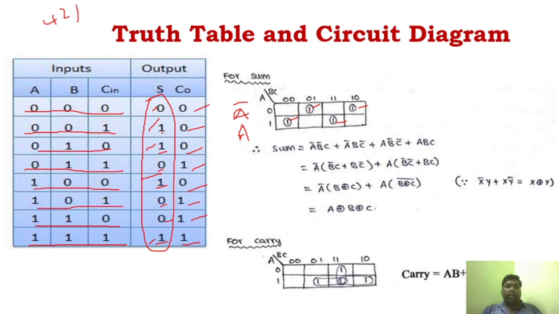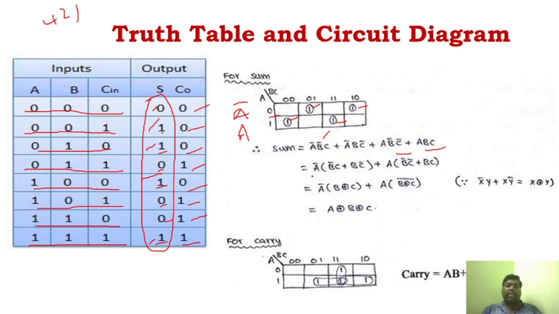How can I write this one? You can see this is A bar, 0, right? And this is B bar C, right? You can see here, this is 0, 1. And this can be written as A bar, B and C bar, because B is 1 here, right? So, A bar, B, C bar. Similarly, this one can be written as A, B bar, C, and the last one is A, B, C.